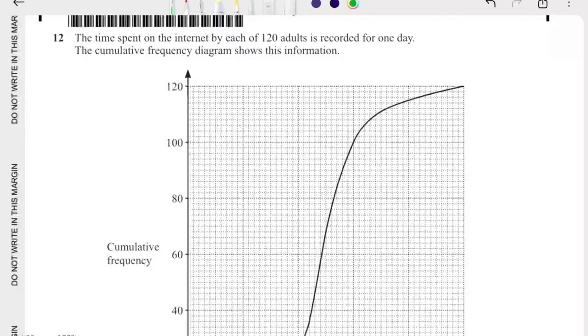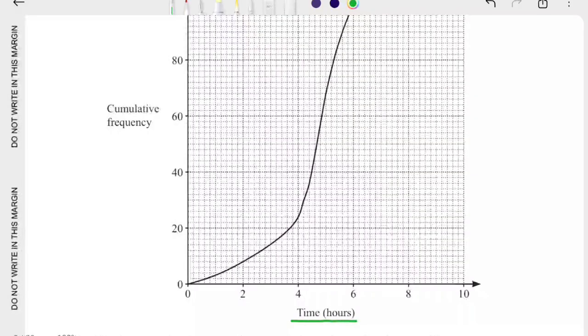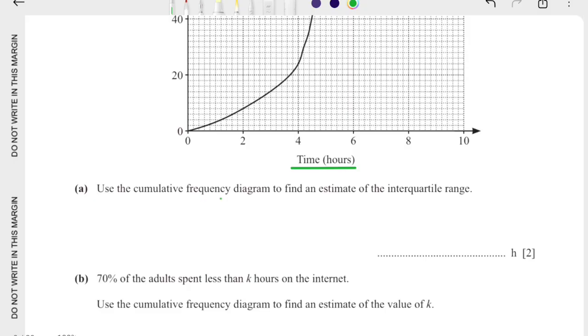The time spent on the internet by each of 120 adults is recorded for 1 day. The cumulative frequency diagram shows this information. Along the x-axis time is given in hours, and along the y-axis adults are given. Now part A, use the cumulative frequency diagram to find an estimate of the interquartile range.